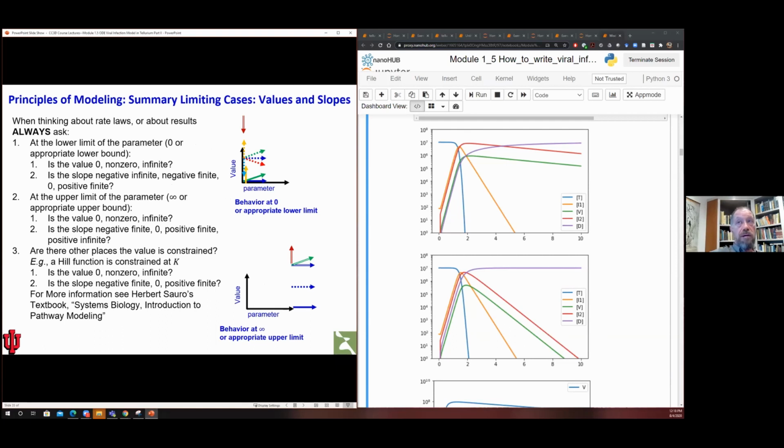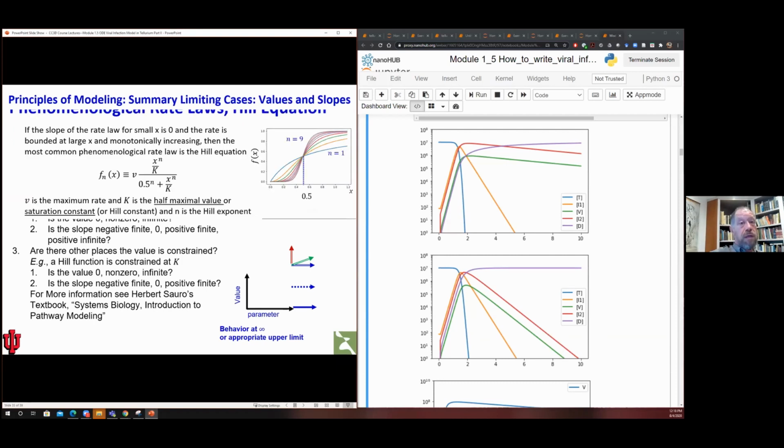The first thing to think about is, at the lower limit of your variable, your parameter, what happens? Always start at 0. Is my value 0 or non-zero at 0? Potentially, it could even be infinite. And then ask the question at 0, is the slope 0, positive, or potentially infinite? Although those cases aren't so common.